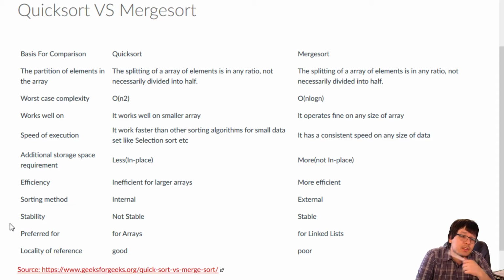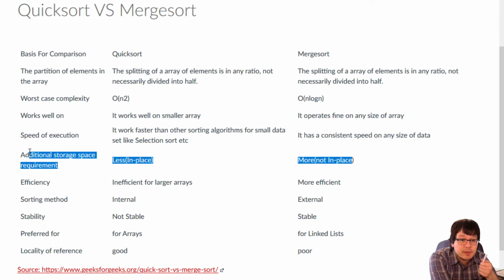Even though here it says additional storage space requirement, you don't really need that if you're working with the linked list version of it. If they're both arrays, then yes, merge sort will need additional space. So that is a little bit of an argument there. Okay.